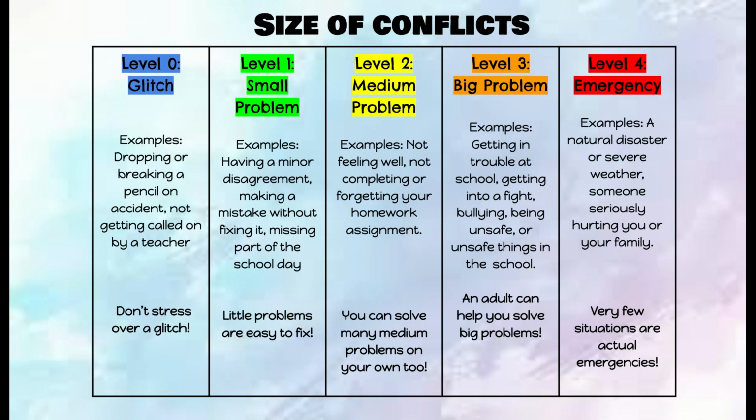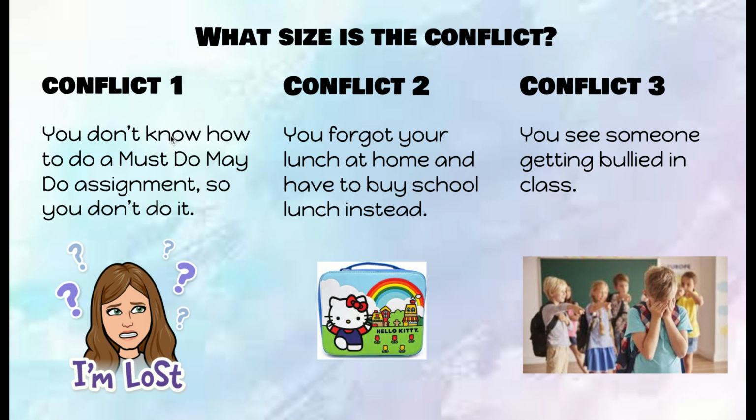If we look back on our conflict chart, that would be a level 2 conflict. Not knowing how to do your assignment is not a good reason to not complete it. A way to solve that could be emailing your teacher, asking an adult to email your teacher, or calling your teacher for help.